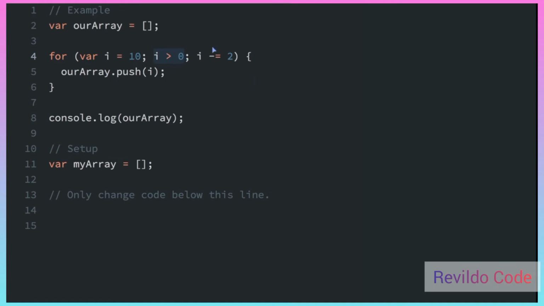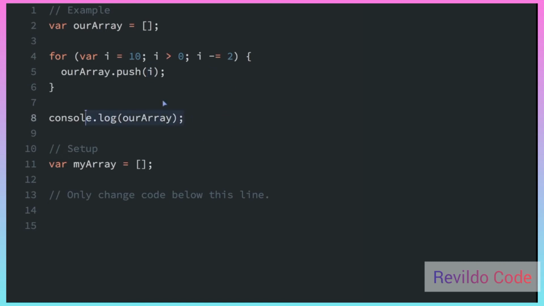We're going to keep iterating. And at the end of each iteration, we're going to decrement i instead of increment it. We're going to go down by 2. i -= 2 means i = i - 2. So we're going to continue pushing the lower and lower numbers onto the array until i is less than 0.